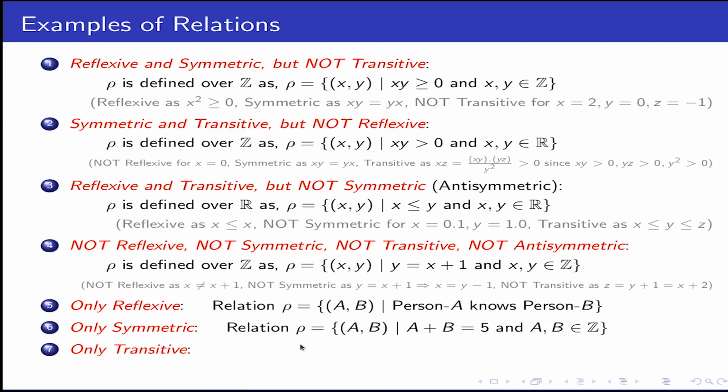Transitive only: proper subsets. A is not a proper subset of itself, so reflexivity fails. If A is a proper subset of B, you cannot say B is also a proper subset of A, so symmetry is not valid. And then if A is a subset of B and B is a subset of C, then obviously A is a subset of C, so only transitivity holds.